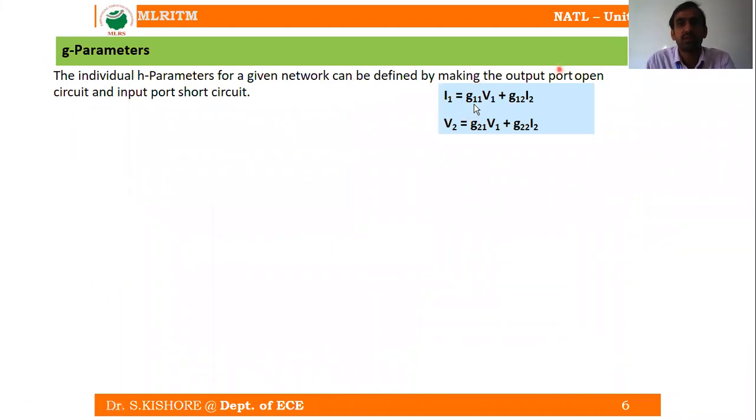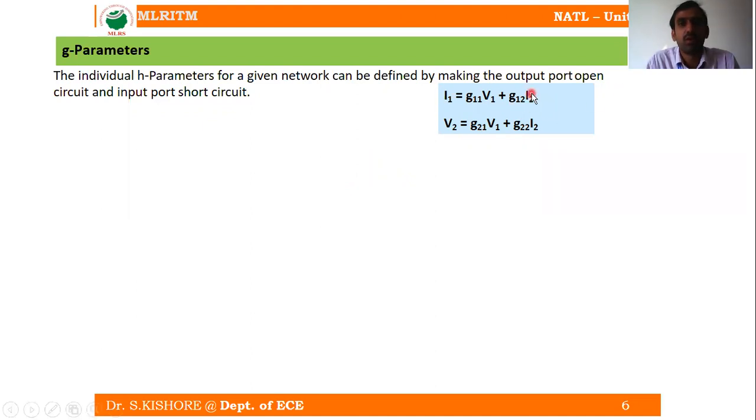So from this, the individual G parameters for a given network, as we discussed here, we are going to obtain using the output port as open circuit and the input port as short circuit. Why input port as short circuit? Because V1 should be made 0 to obtain G12 and G22, and to obtain G11 and G21, we have to make I2 equal to 0. First, let us obtain the parameters G11 and G21. How to obtain G11 and G21?